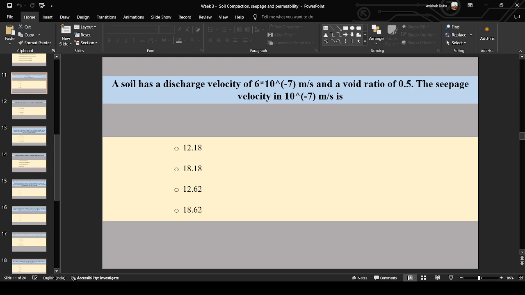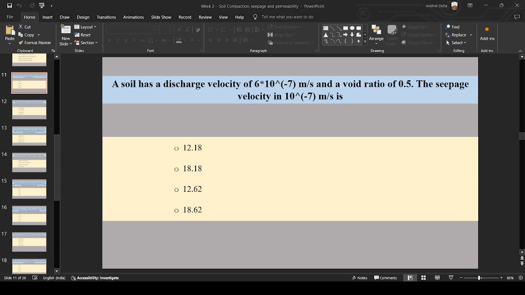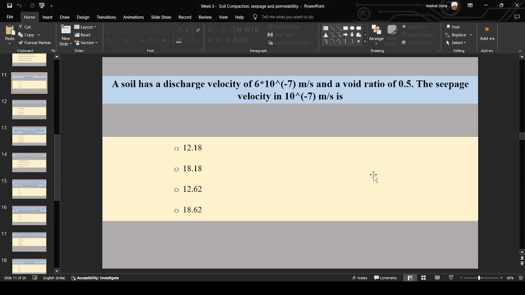I'll repeat the question. A soil has a discharge velocity of 6 into 10 to the power minus 7 meter per second and a void ratio of 0.5. The seepage velocity in 10 to the power minus 7 meter per second is, the options are 12.18, 18.18, 12.62, 18.62. Next question.